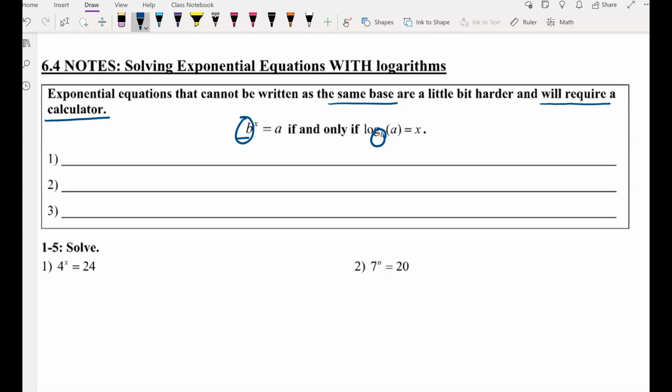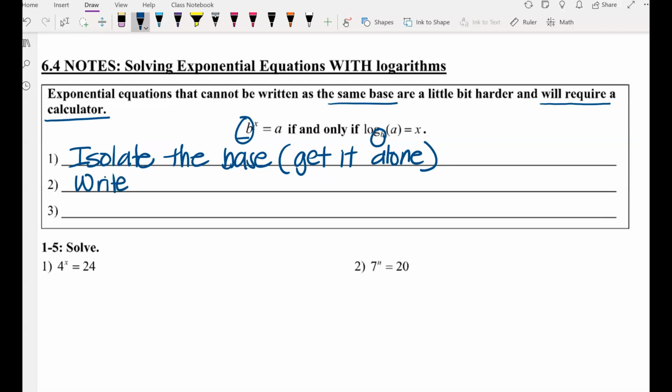So here are the three guidelines. Please copy this down. Step number one, very similar to what you guys have seen before: isolate the base. That means you want to get it alone. Step number two, write in logarithmic form. Step number three, solve.